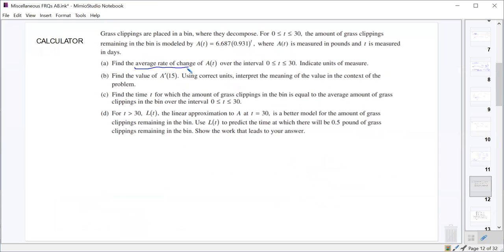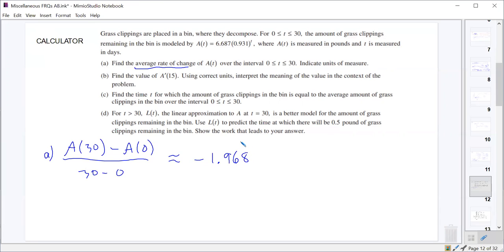Average rate of change is just a slope. The slope between two points. So if we want the average rate of change of A between 0 and 30, that's A of 30 minus A of 0 over 30 minus 0. Your calculator will tell you what A of 30 is. You should be able to figure out what A of 0 is. You should know what 30 minus 0 is. What do you get when you put all those together? Negative 1 point what? 968. People agree with that? Let's make sure. Negative 1.968?